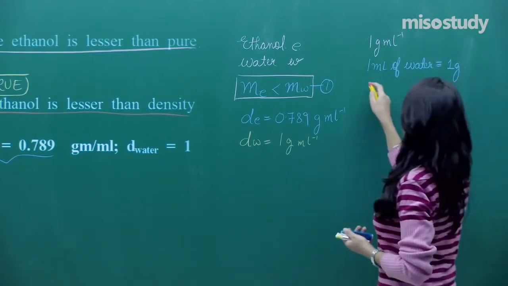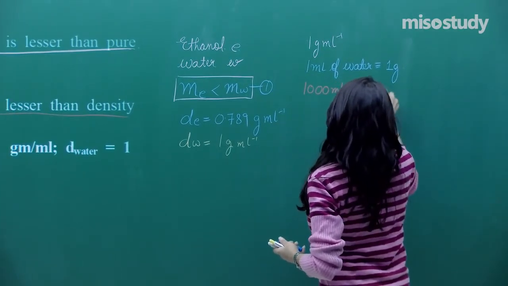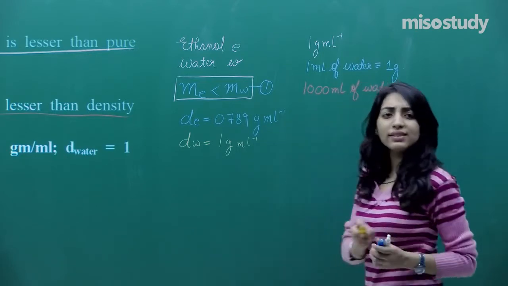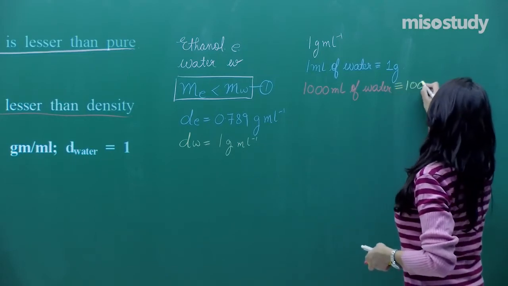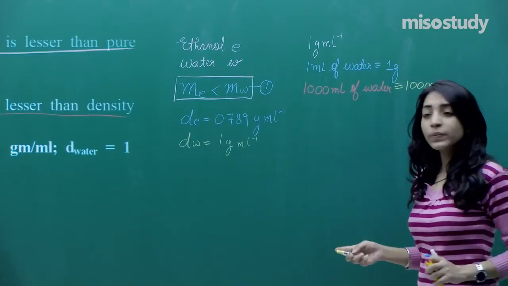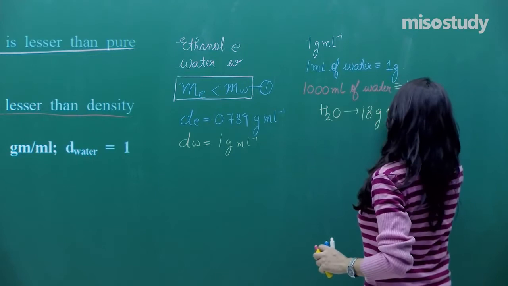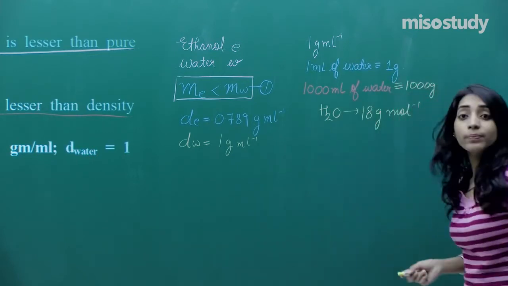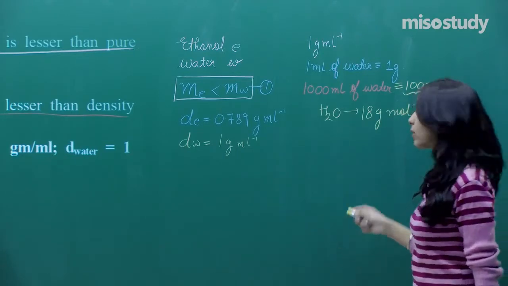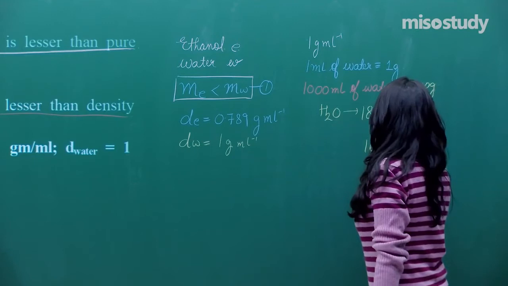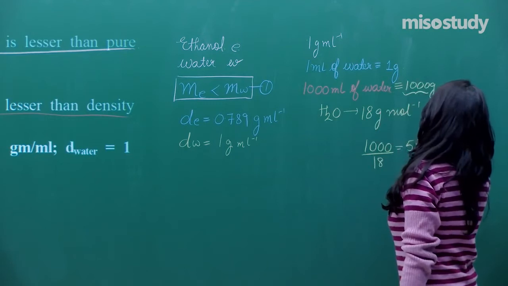So if I am talking about 1000 ml of water, let me just for instance say I am having 1000 ml of water, so the mass will be 1000 grams, right? For water, the molar mass I know is 18 grams per mole. Clear? Okay. So can I find out how many moles of water will be there in 1000 grams of water? You will say 1000 divided by 18, which is 55.55 moles.